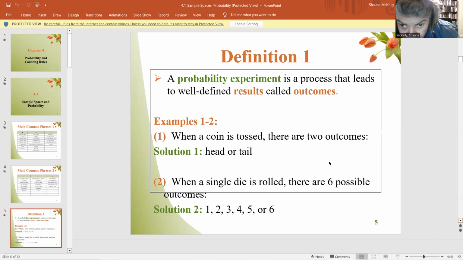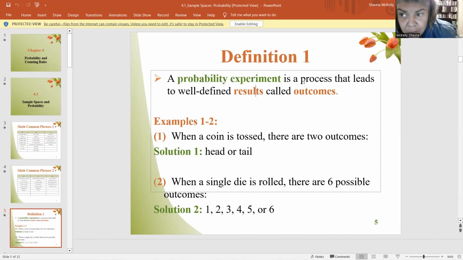Now, here's the first question. It said, what is a probability experiment? Here it is. A probability experiment is a process that leads to well-defined results called outcomes. So it's a process of doing something, but it's a chance process, okay? Meaning that we don't know how it turns out. So it could be, as I said, a spinner that you spin. It could be a coin toss. It could be a single die. These are some examples, as I was saying.